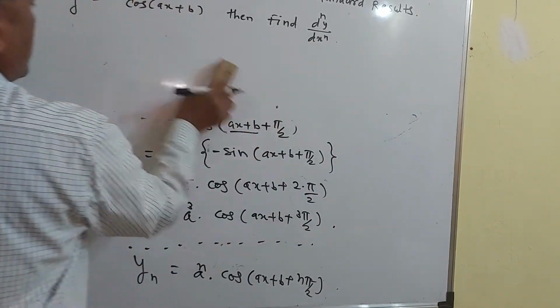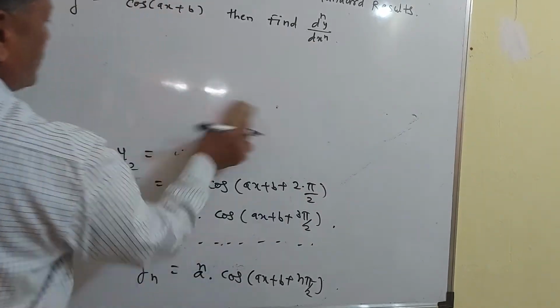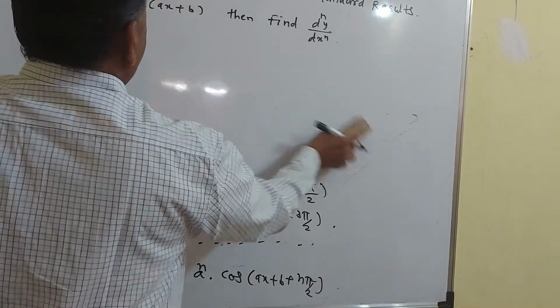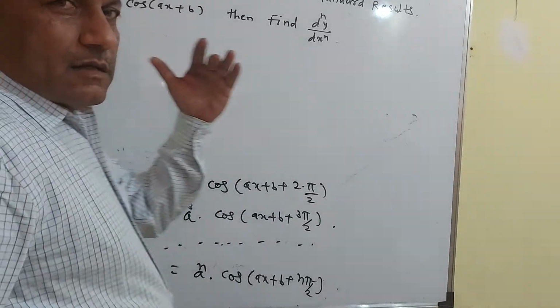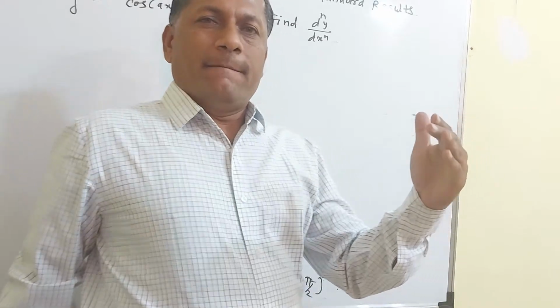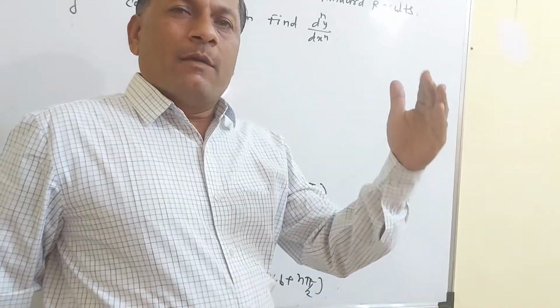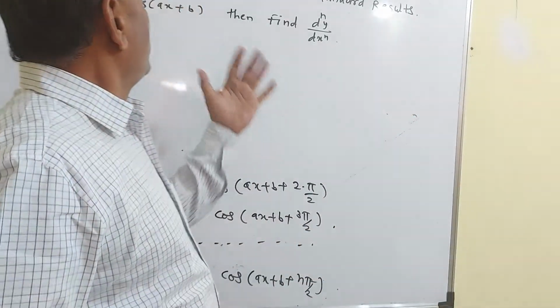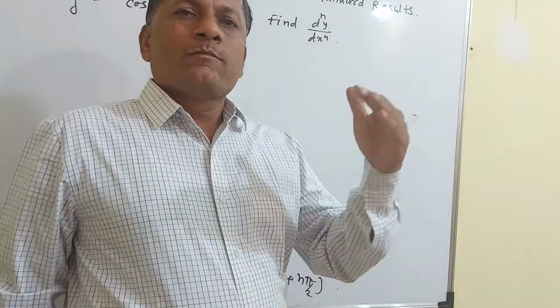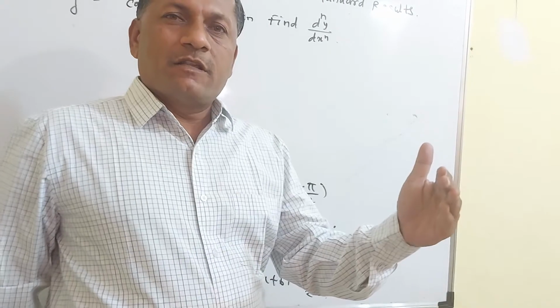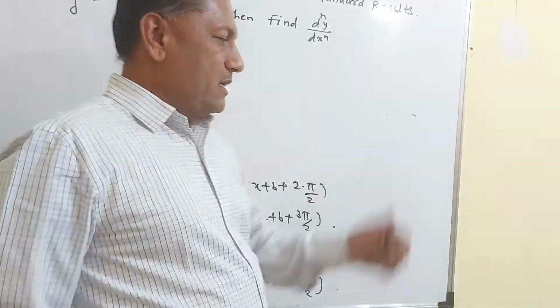So we see examples using these two results. You remember the nth derivative of sine of ax plus b is a raised to n into sine of ax plus b plus n pi by 2, and nth derivative of cos of ax plus b is a raised to n cos of ax plus b plus n pi by 2.